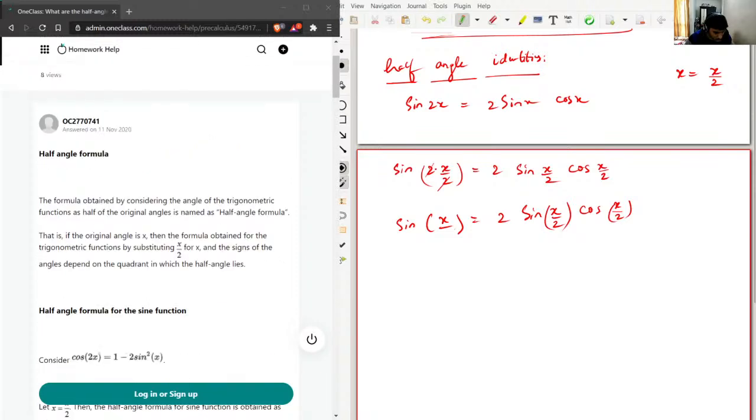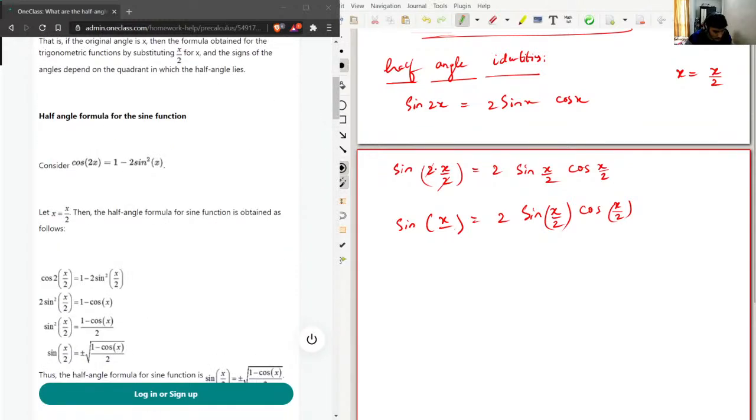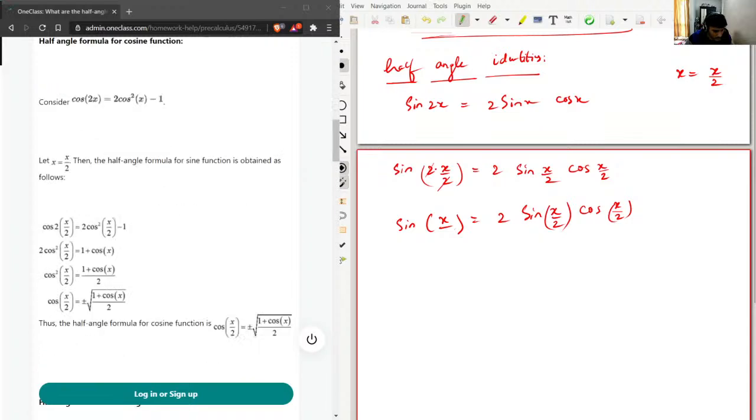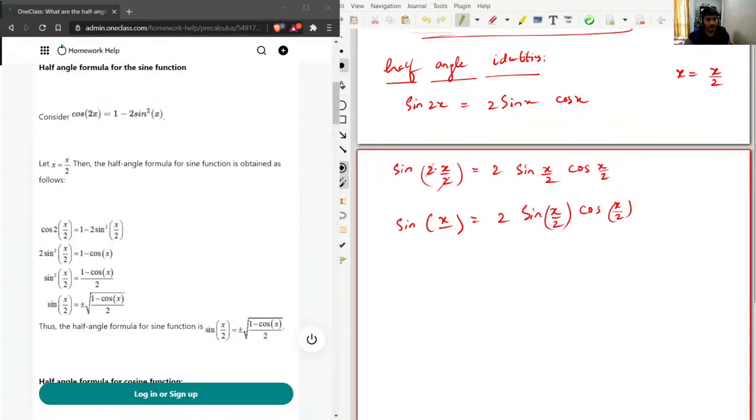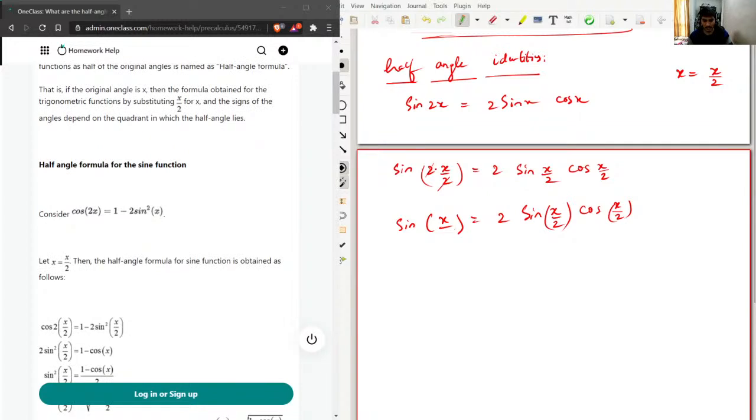They haven't done this half angle formula for sine function. Okay, so basically I will not be using this one, although we can definitely calculate, but here we have sine and cosine both. We'll use cosine 2x equal to 1 minus 2 sine square x. Here we have only sine and one cosine, so this will be easier.